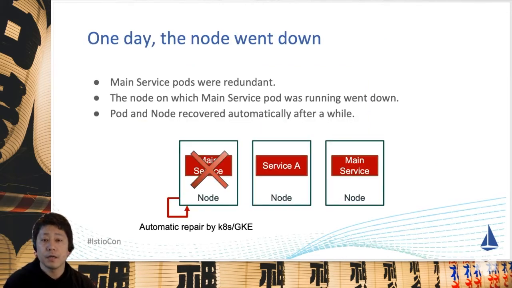From now, I'll talk about a failure that happened to our system. One day, one worker node on GKE went down due to a network failure. One part of redundant main service was running on that node. The node and pods recovered automatically after a while due to Kubernetes and GKE's auto-healing mechanism. After the automatic recovery, both node and pods were running normally. So we thought our application ran correctly, but unfortunately it didn't.